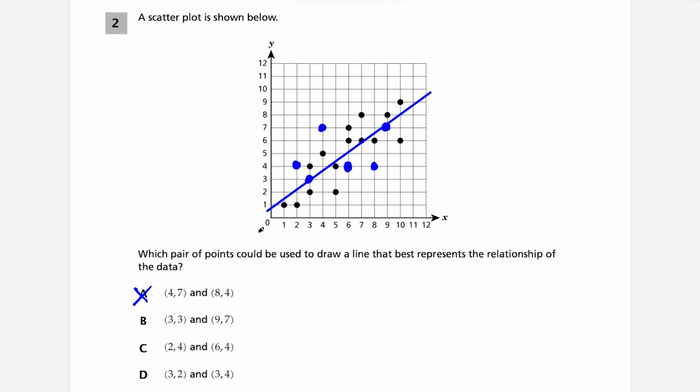Remember, we need a line that has a positive slope. And if we have a line like this, that would give us a line with a 0 slope. Okay, so C is out. This one is definitely no good.